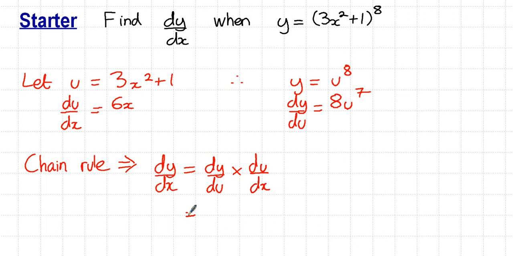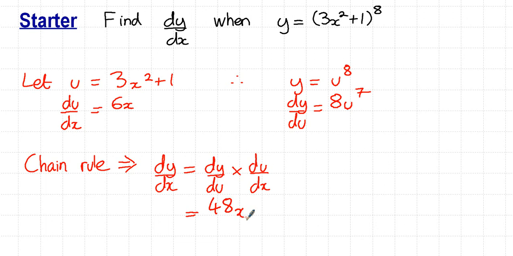Okay, well we know what dy by du is. We can see that's 8u to the 7, and we know what du by dx is. We can see that's 6x. So essentially what I need to do is multiply these two terms together. That's what the chain rule is implying. So we're going to have 6 times 8, which is 48, and then x times u to the 7.